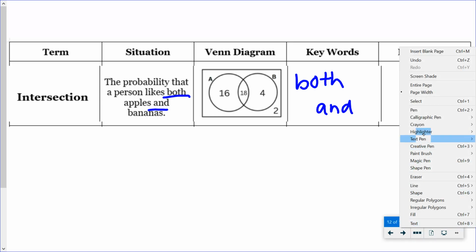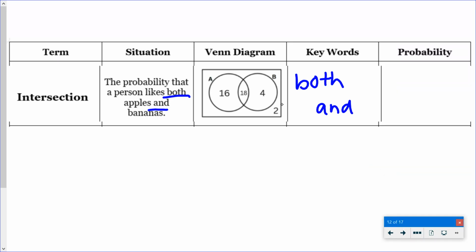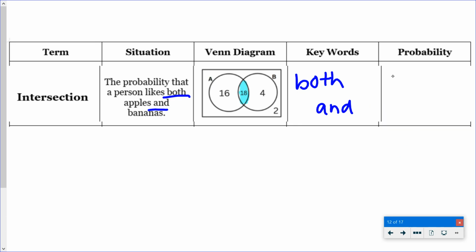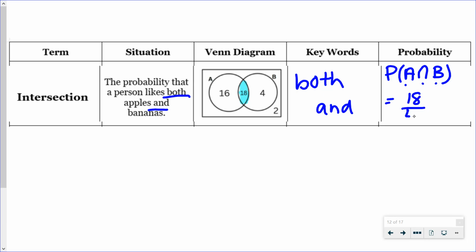So this is where we're just looking at that overlap or that cross section, where the person agrees that they like apples and bananas. And our symbol for the probability of an intersection is like the opposite of a union. It's an upside down U, or like an N, or like a bridge. Okay. Probability of A intersects B, which is equal to 18 over 40, because that's the number in that section over the total number of people surveyed.